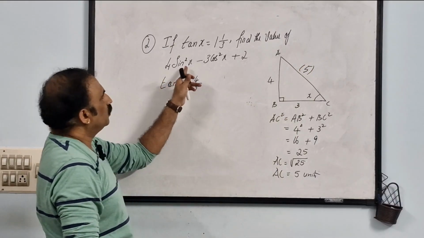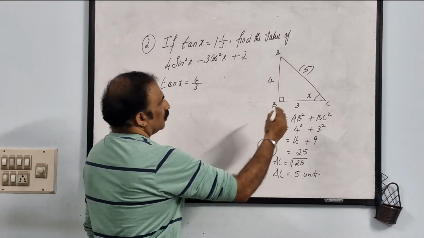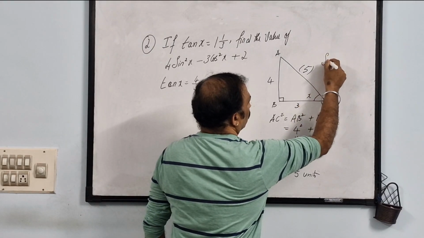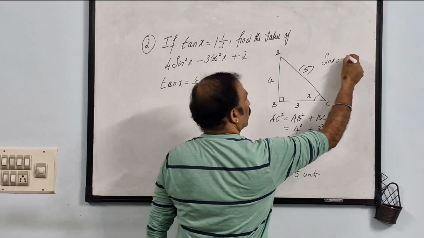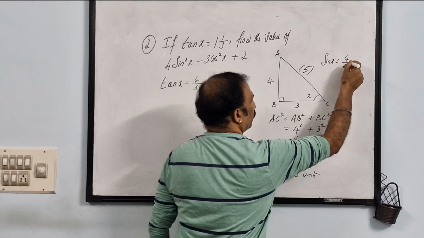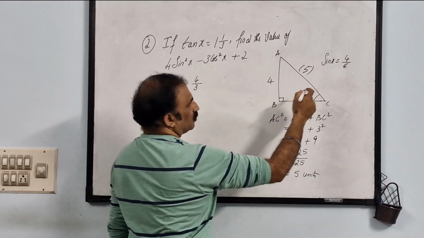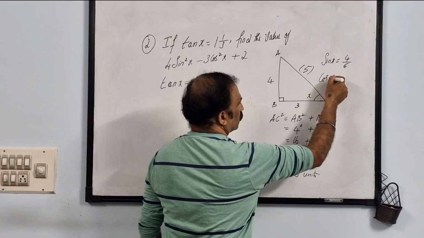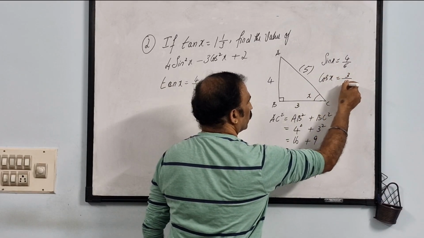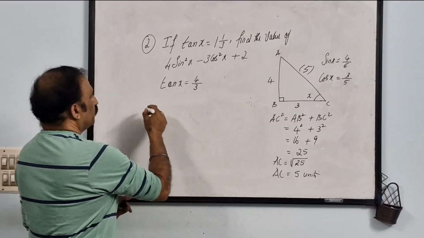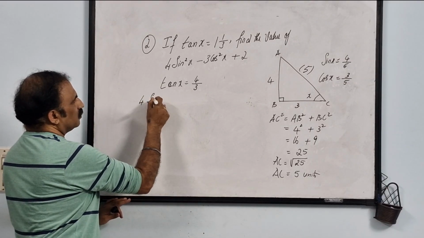Now we require two values, sine and cos. Therefore, sine x. Sine is opposite by hypotenuse, so the sine value is going to be 4 divided by 5. Then you require cos, so cos x is going to be adjacent by hypotenuse, that is 3 by 5. Come back to the problem, substitute and get the answer.